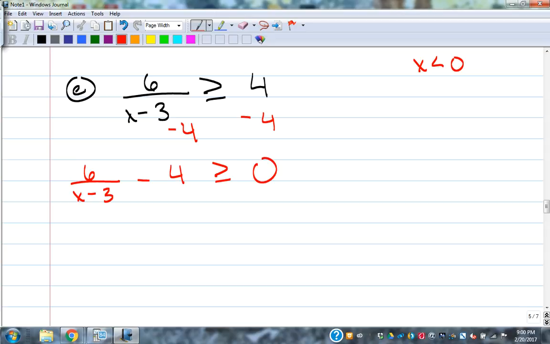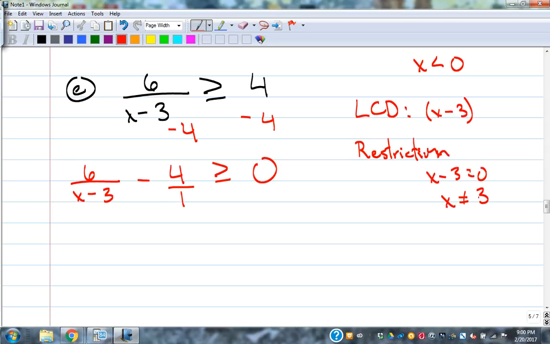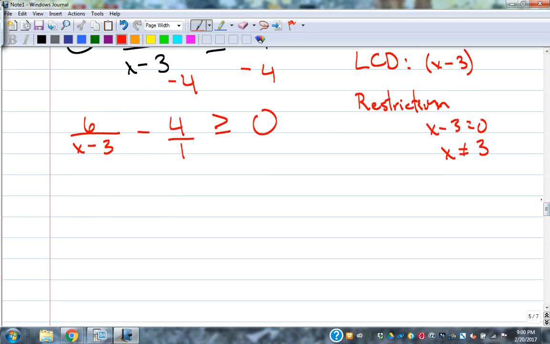Okay. Then you want to get your least common denominator. The 4 is 4 over 1. So their least common denominator is x minus 3. Let's go ahead and get our restriction because we know we're going to do it anyway. So x minus 3 equal to 0. X can't be 3. Now, let's solve that inequality over here.